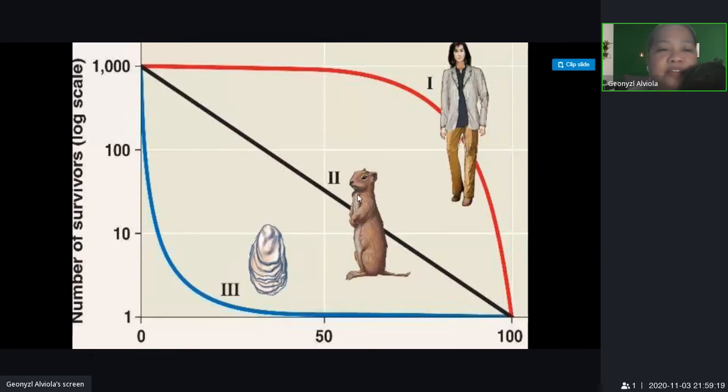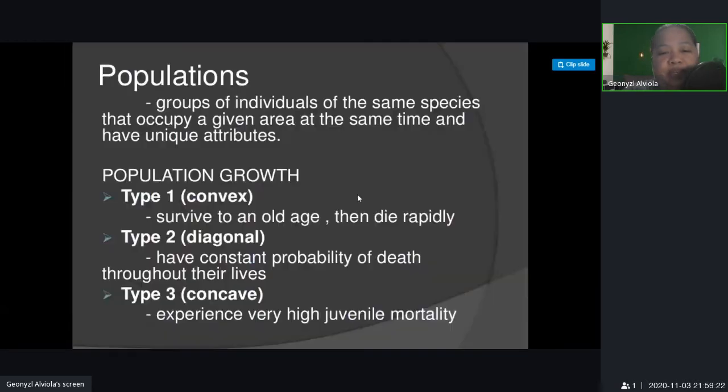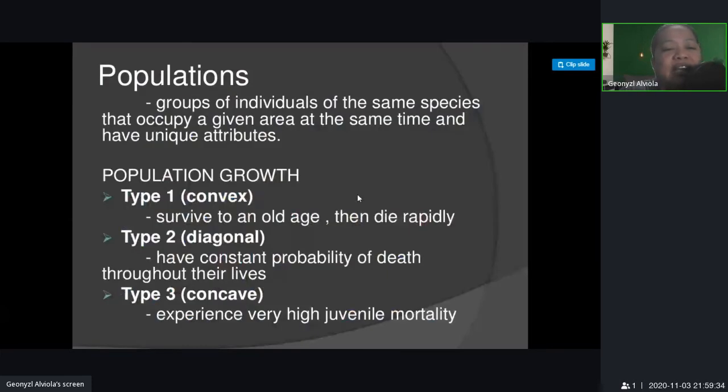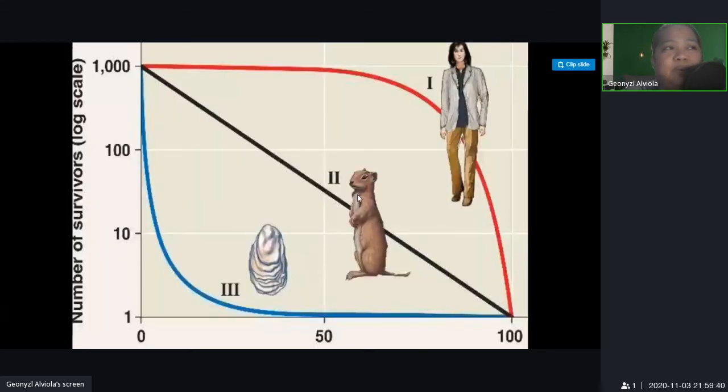Type 1 is defined as those that survive to an old age, then die rapidly. So human is a good example of a type 1 curve. While type 2, defined as the diagonal, have constant probability of death throughout their lives because these animals are exposed to different predators. Maraming kakain sa kanya na bigger animals.